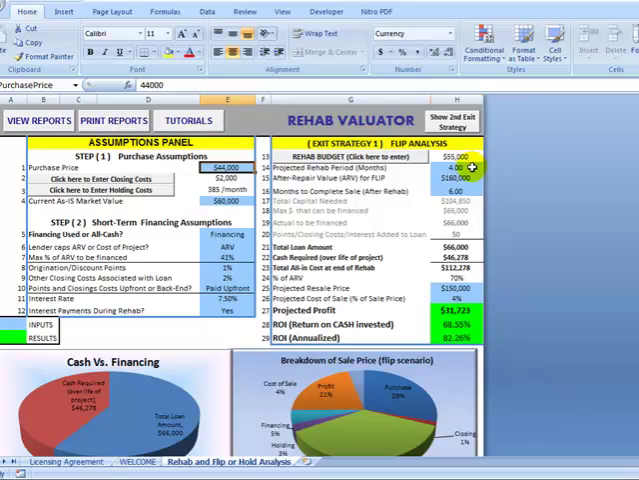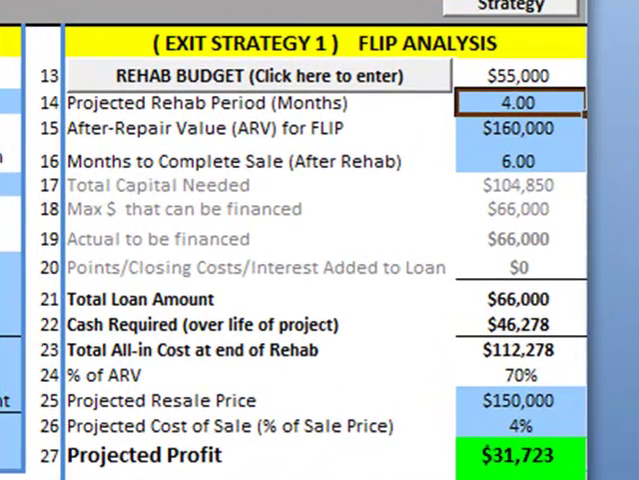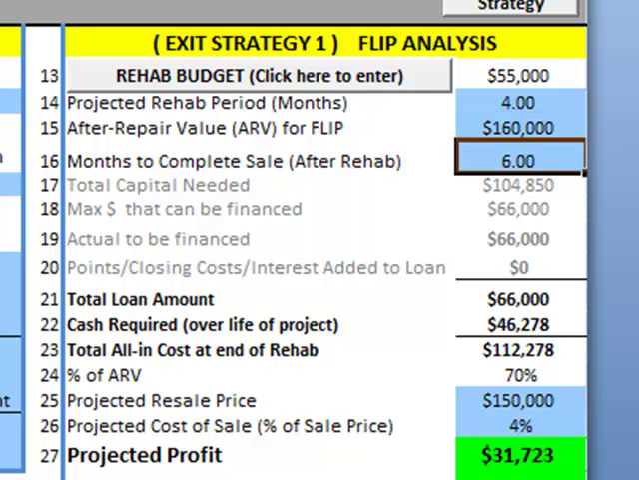And I estimated it would take 4 months to complete the actual rehab. The after repair value was $160,000, and because we were in a slow market, I assumed it would take me about 6 months to sell the property. I am in month 3 right now, and I'm doing a lot of showings, so I think this thing will sell pretty quickly.